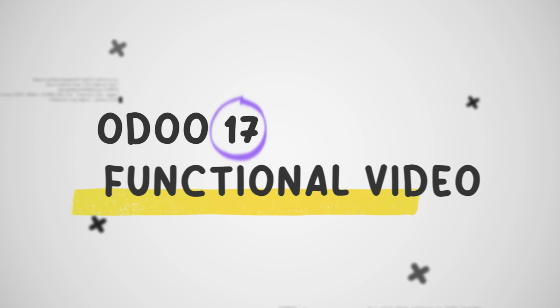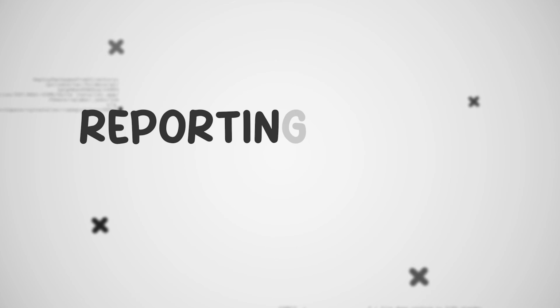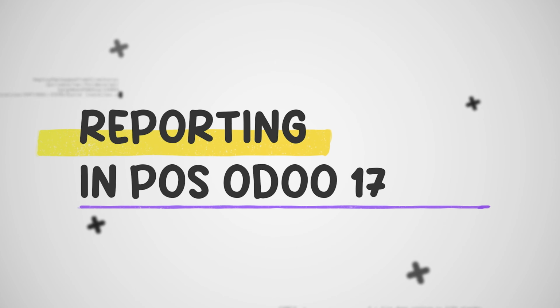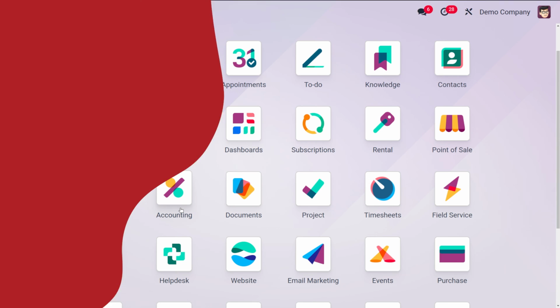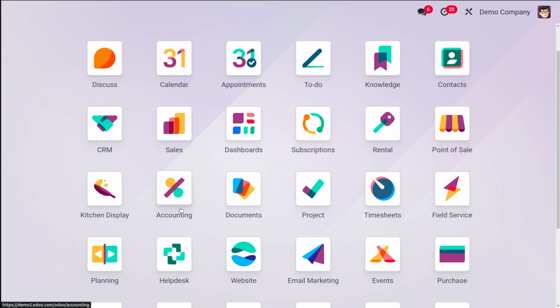Today we are diving into the world of Odoo 17 and exploring its powerful reporting features within the POS module. Have you ever felt like you're flying blind when it comes to your sales performance? Unsure what's selling well, what's gathering dust on the shelves, or which day is bringing the most customers? Well, worry no more. Odoo 17 POS reporting is here to shed light on your sales data, empowering you to make informed decisions and skyrocket your business.